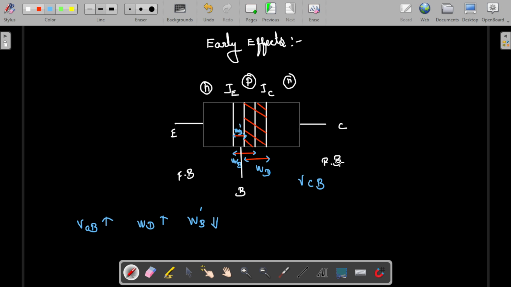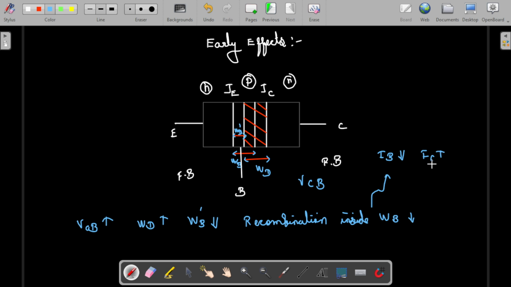For a considerable amount of reverse bias potential, the non-depleted width will vanish. Because the width is decreasing, the recombination will also decrease. Recombination inside the base region, inside WB, will decrease, which will cause IB to decrease. If no recombination is happening, all the majority charge carriers that were created are pushed to the collector. This will cause IC to increase much more. This is the cause.